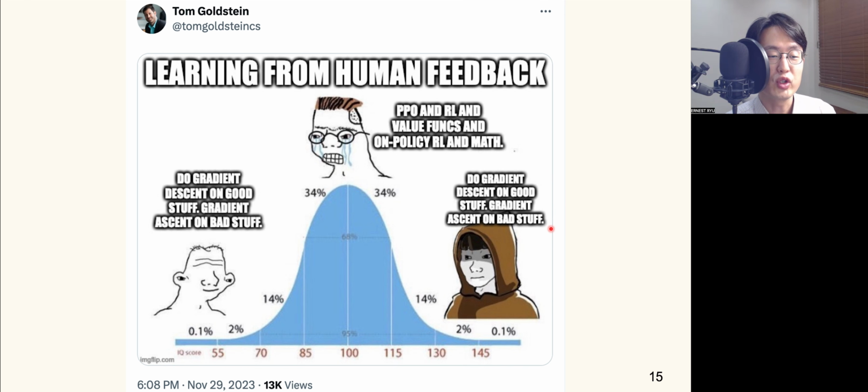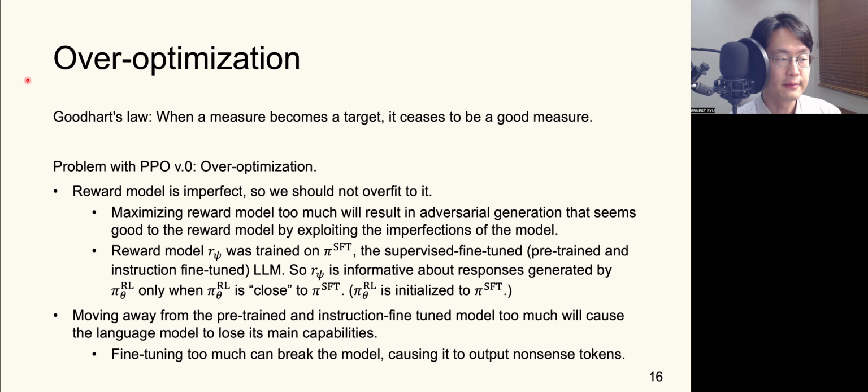But in the end, we should not lose sight of the fact that what we're doing does have this simple interpretation. When you have a good outcome, do gradient steps to make that more likely. And when you have a bad outcome, do gradient steps to make that less likely. However, the PPO algorithm stated two slides ago was written as PPO version 0. And this version 0 doesn't work due to the problem of over-optimization.